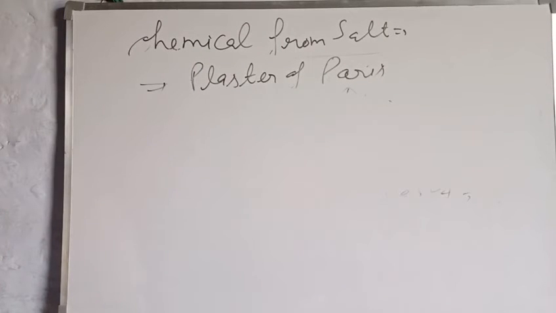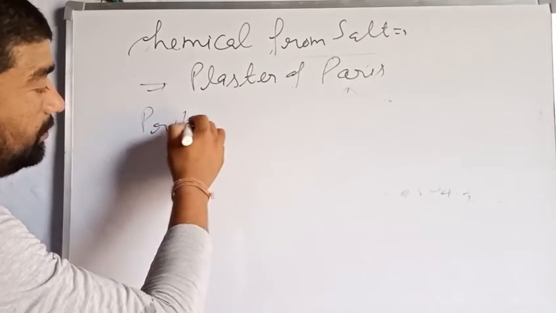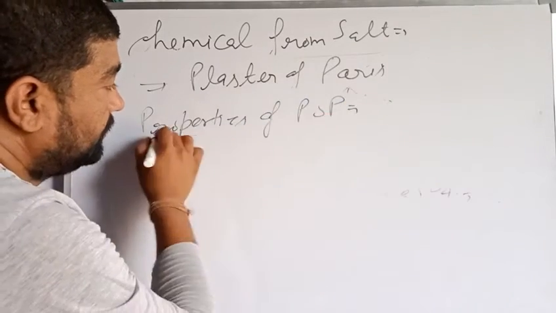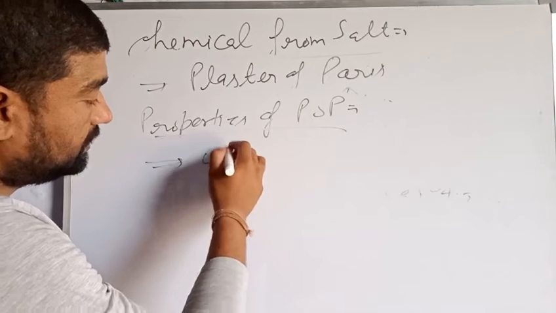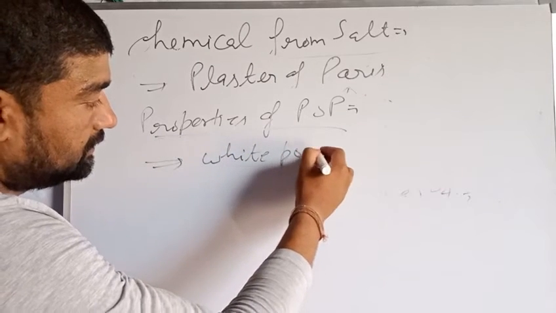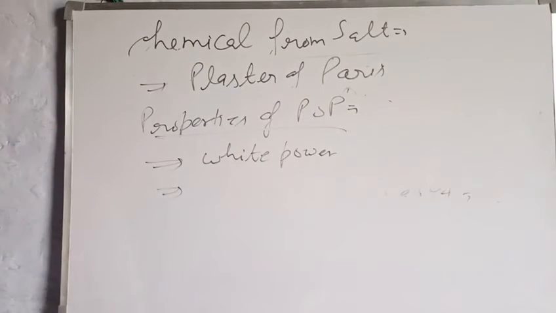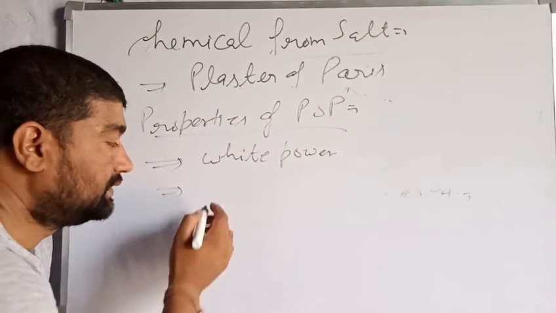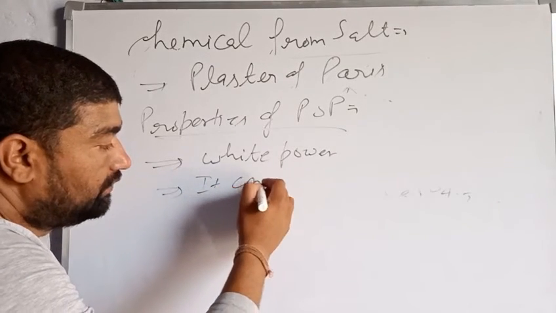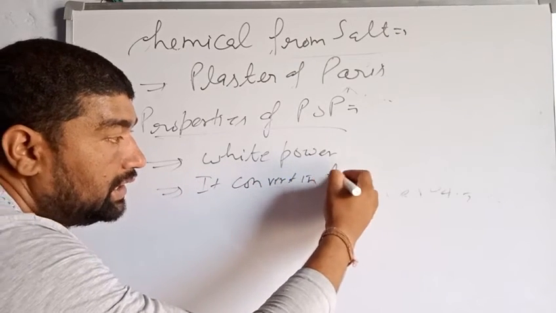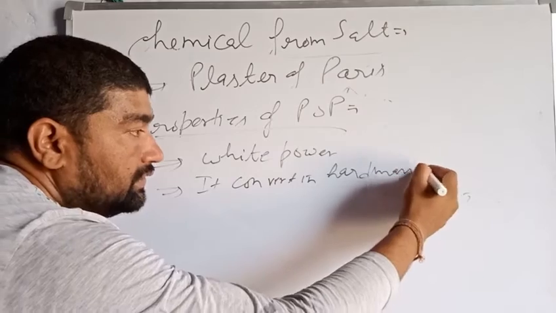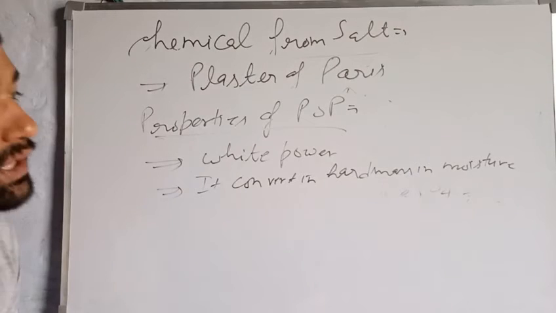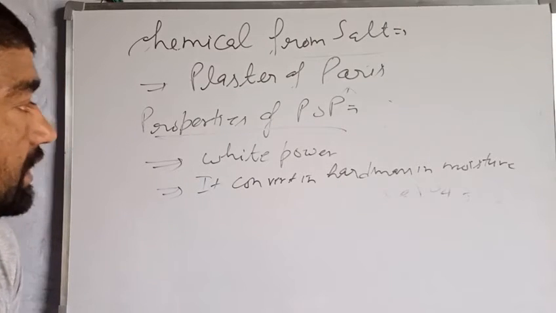Before the uses, let's talk about the properties of POP. We know that it's a white powder. The most important property of that substance is that it converts into a hard mass in moisture. When it gets moisture, it will convert into a hard mass. Okay, this is about the property.